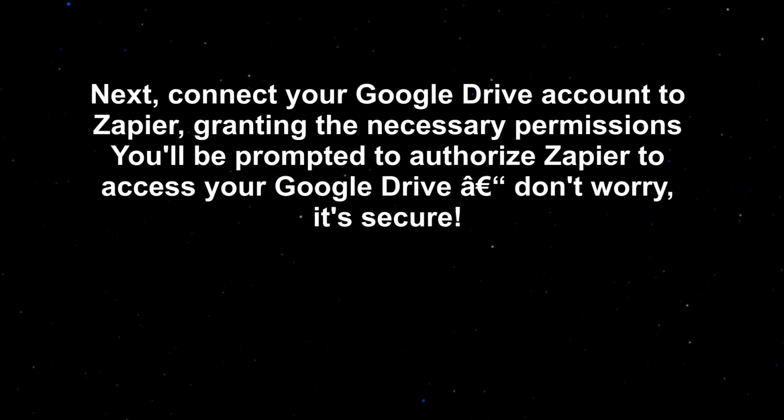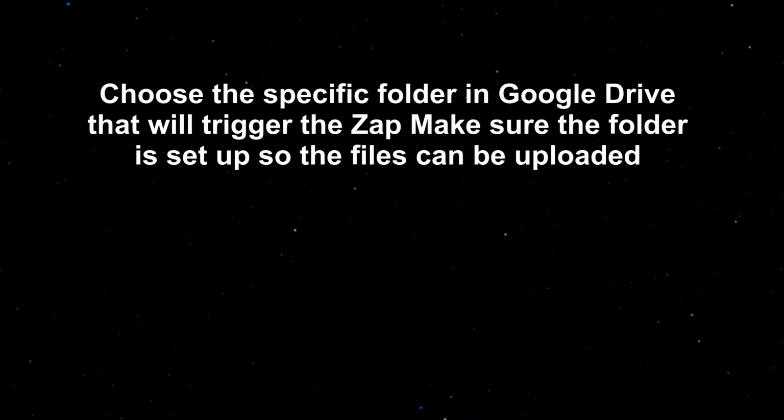Next, connect your Google Drive account to Zapier. Granting the necessary permissions, you'll be prompted to authorize Zapier to access your Google Drive. Don't worry, it's secure. Choose the specific folder in Google Drive that will trigger the zap. Make sure the folder is set up so the files can be uploaded.